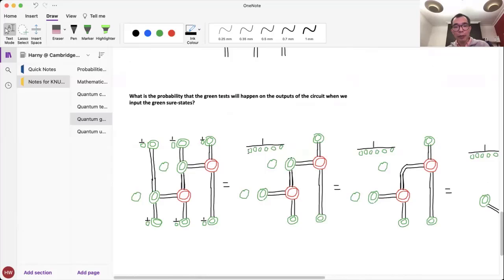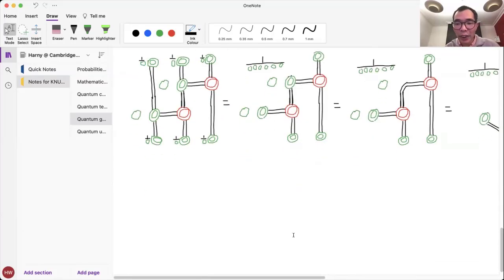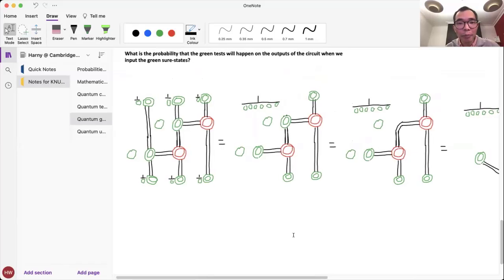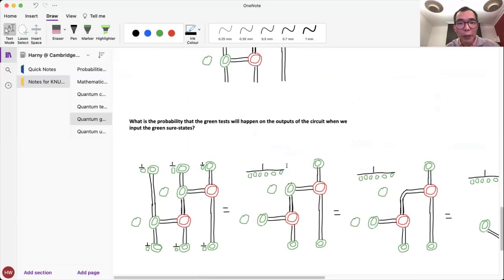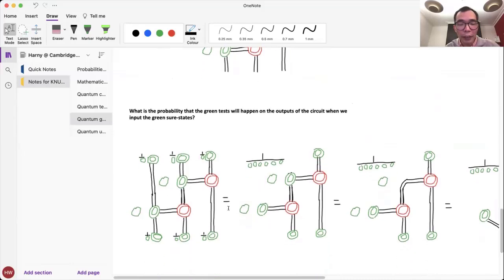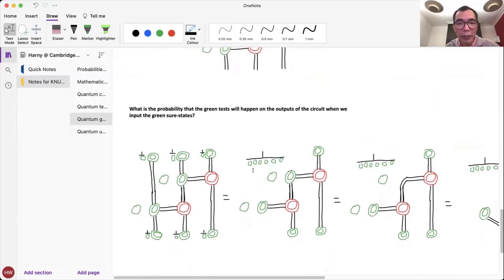The green test happens will be 1. It will definitely happen. That's this. So that means we can use these diagrams with the rules and the mathematics of the probabilities to do the calculation of the probability. That's the quantum gate computing.